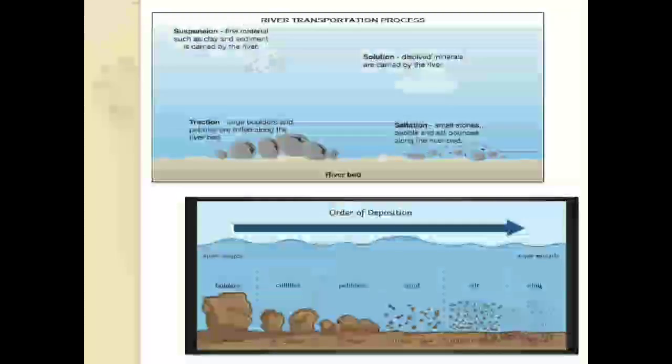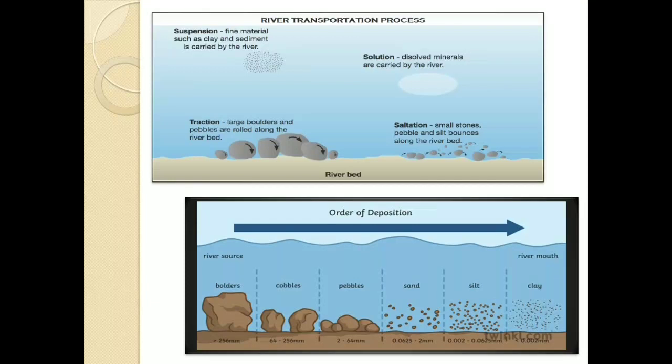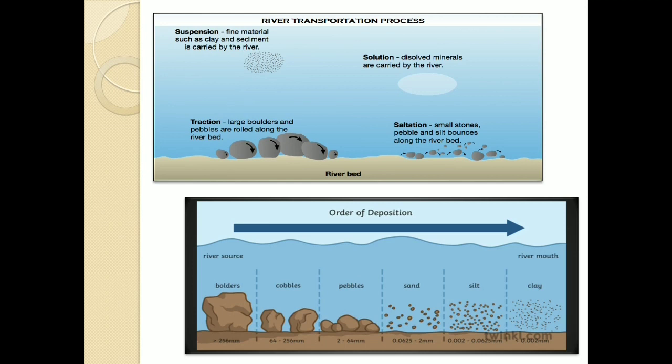Here is a picture of river transportation processes: suspension, traction, solution and saltation. And next is a picture of the order of deposition. First is the river as a source. It flows. The particles which it carries: first are boulders, then cobbles, then pebbles, then sand, silt, and finally clay at the river mouth.